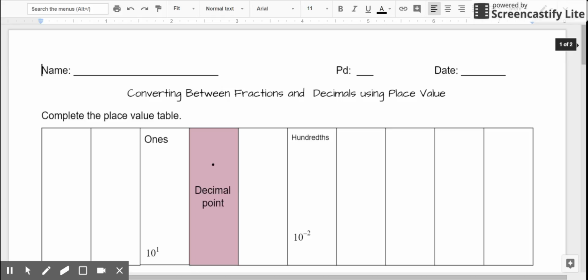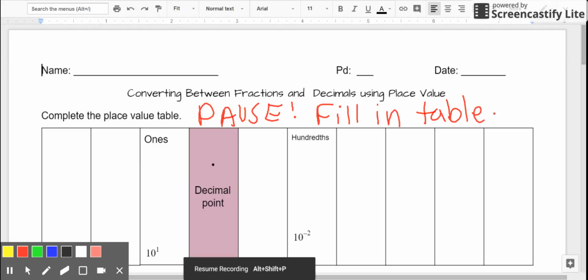Today, we will be converting between fractions and decimals using place value. To begin, complete the place value table. If you know how to do this already, pause right now and fill in the table. If you don't remember how to do this, just keep watching the video and I'll explain.